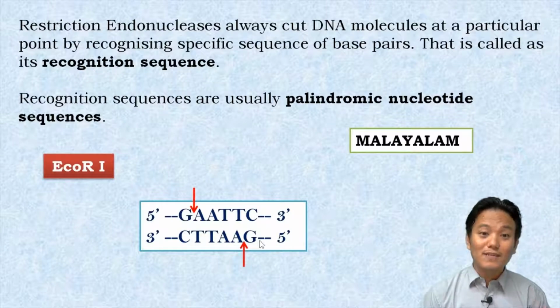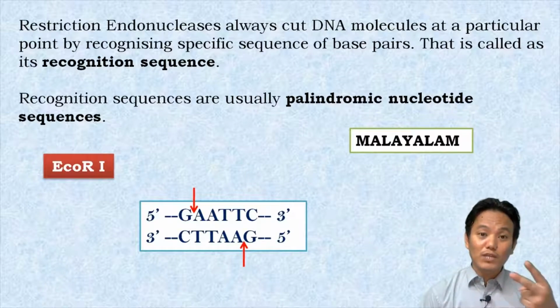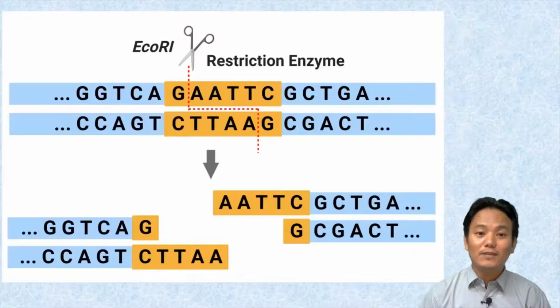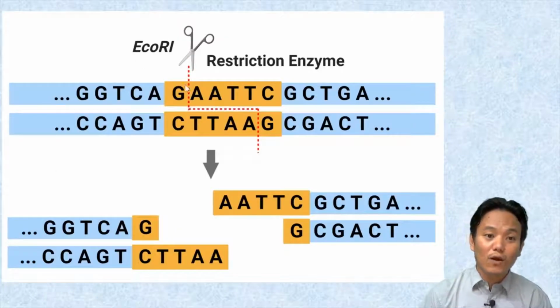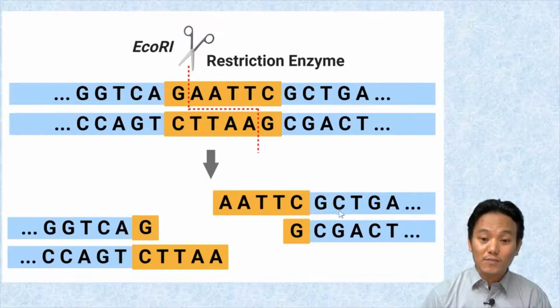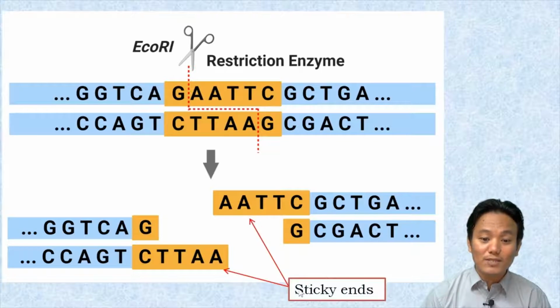Right. The significance of this way of cutting the DNA is that it will result in two DNA molecules with sticky ends. Now, what do we mean by sticky ends? Over here, you can see that EcoR1 makes one cut on this particular strand and another cut on the other strand. This results in two separate DNA molecules, and they contain something called sticky ends. Sticky ends are nothing but single-stranded DNA protruding out of double-stranded DNA, right?